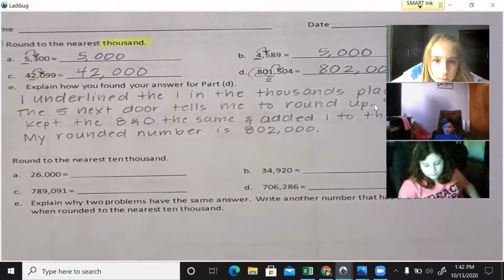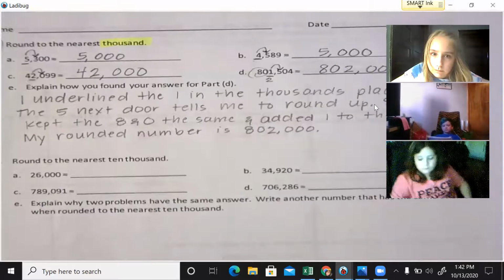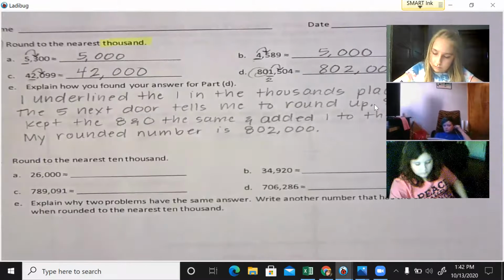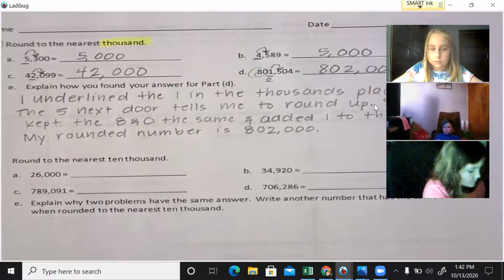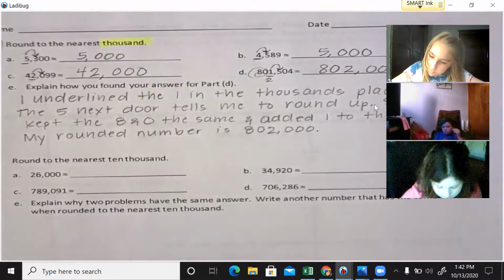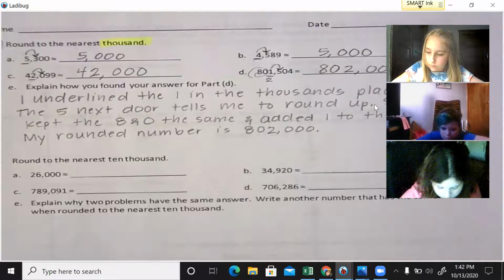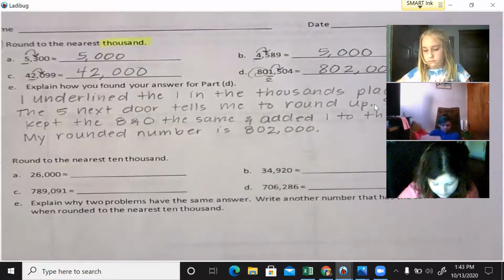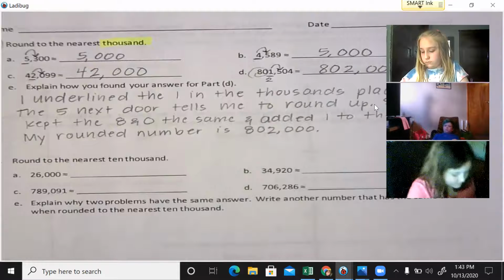I know it's not always where you have to write sentences in math, but it is important for you to be able to explain what you did. I'm going to leave that up here for a minute for those of you who are still copying. And then we're going to try one more together. The next example is an example of how you have one number and you're going to round it to multiple place values. So when you're finished with this on page 46, I want you to turn to page 50. And we're going to complete number 1 on page 50.